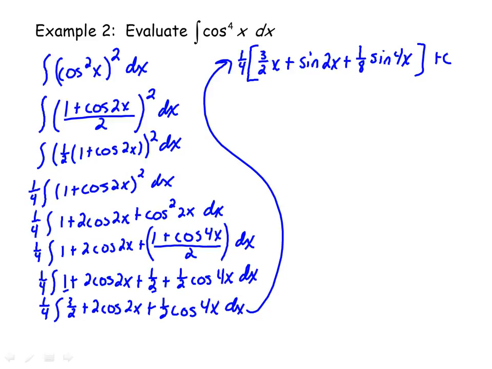Okay, so that's all the integration. Now let's take the 1/4 and multiply through, so that's going to give us 3/8 x plus 1/4 sine 2x plus, what, 1/32 sine 4x plus c.